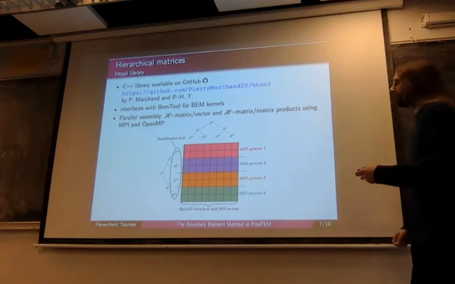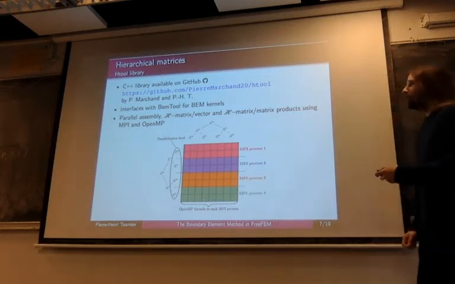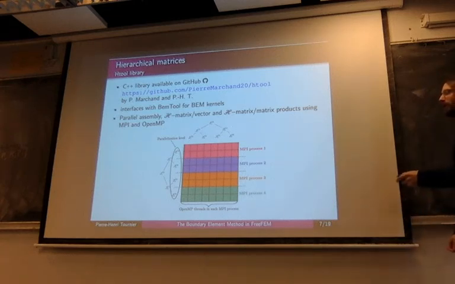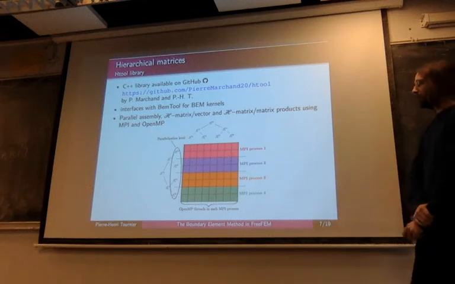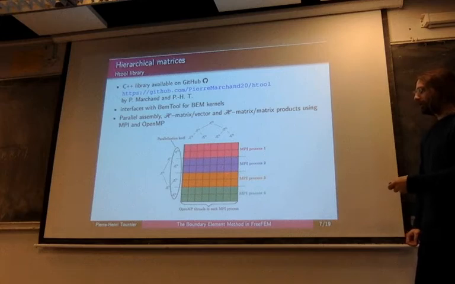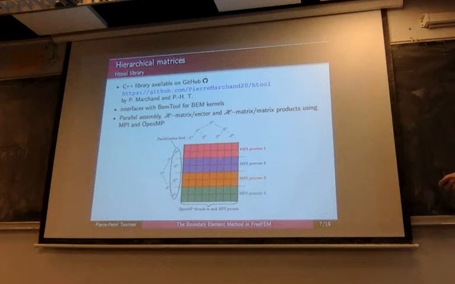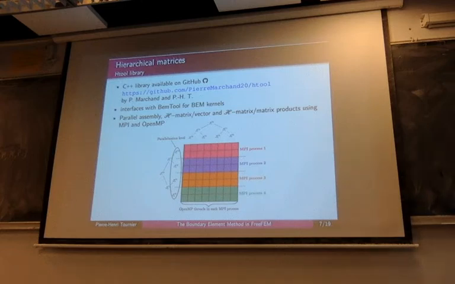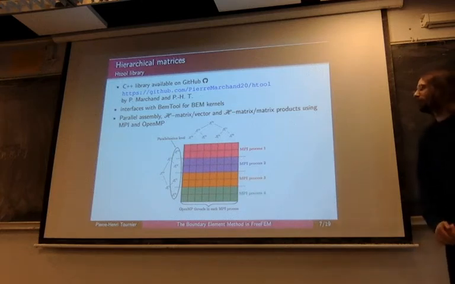And it is parallel, so you have a parallel assembly, parallel H-matrix vector and H-matrix matrix products using MPI distributed and shared memory parallelism. So basically, for distributed parallelism, we have a block distribution of the matrix for each MPI rank, right? So each MPI rank holds a block of the matrix, and inside each block, you can use multiple threads to assemble and do matrix vector product with each of the blocks in parallel. So you have two levels of parallelism. Okay.